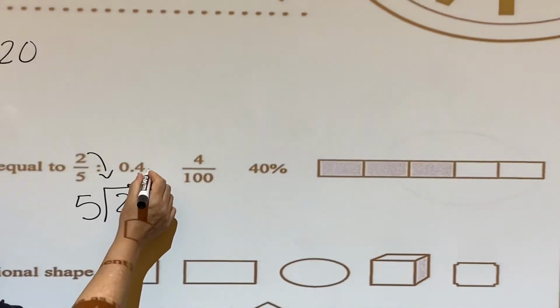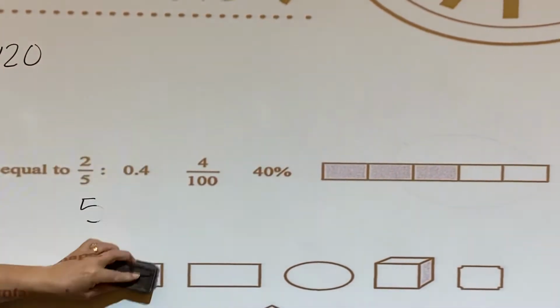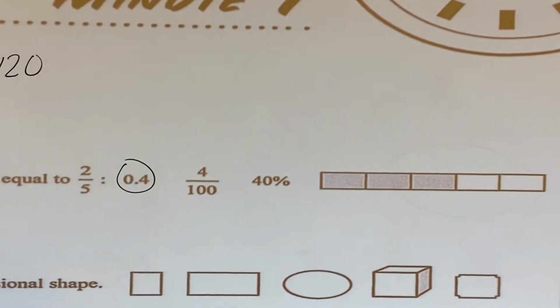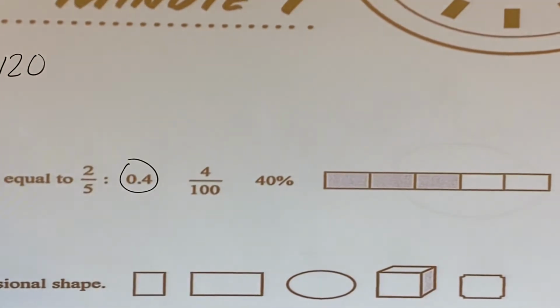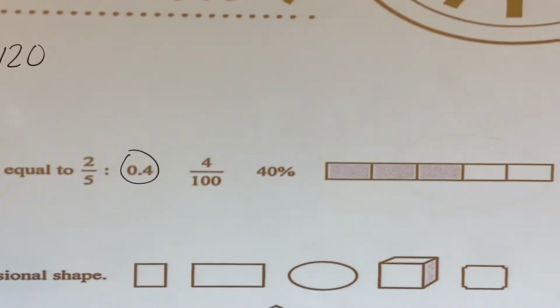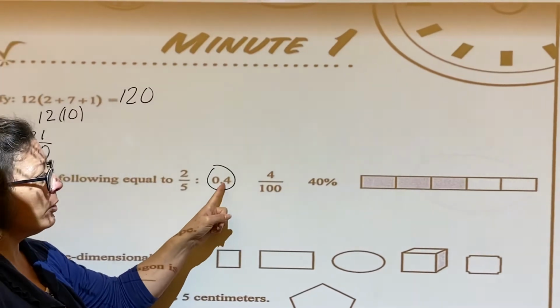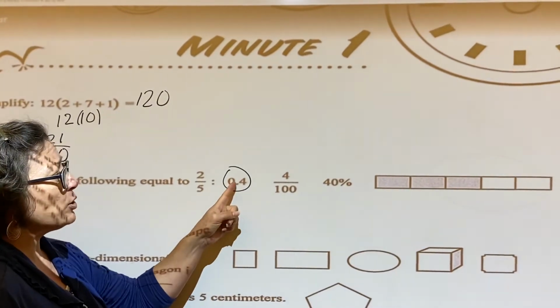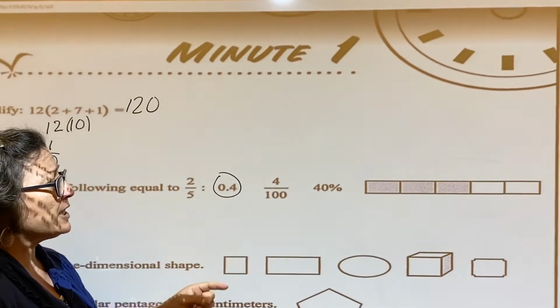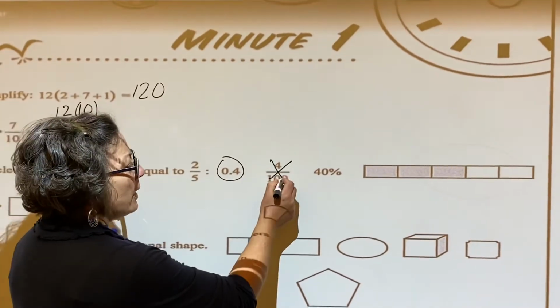5 goes into 24 times, and it looks like that one there is 0.4, which is this guy here. Now, this one here, if you read it out loud, we have 4 100ths, right? So that one is not gonna be equal because here we have that 2/5 equals 0.4, 4 in the 10th place. So this one is not equal.